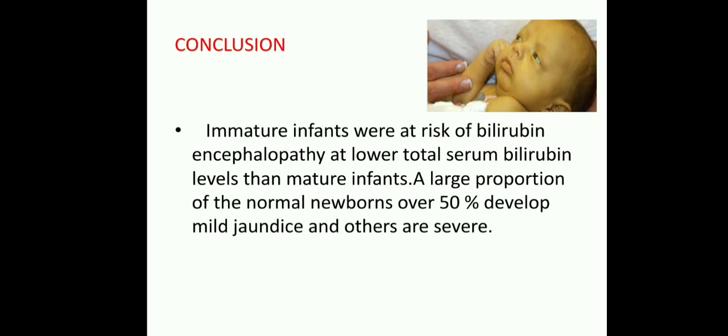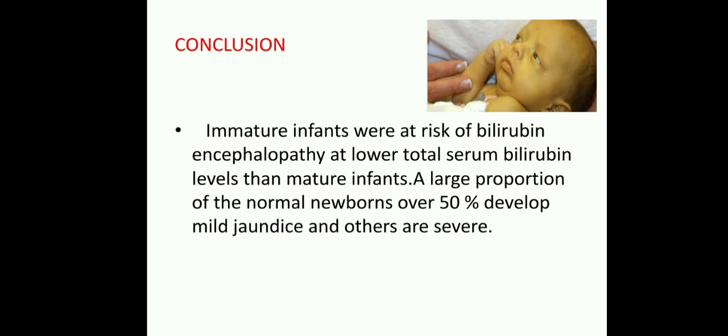And coming to the conclusion of neonatal jaundice, immature infants are at risk of bilirubin encephalopathy at lower total serum bilirubin levels than mature infants. Here, immature babies suffer a lot compared to term babies, because they are at risk of encephalopathy. Okay, in a large proportion of normal newborns, over 50% develop mild jaundice, and others have severe neonatal jaundice.